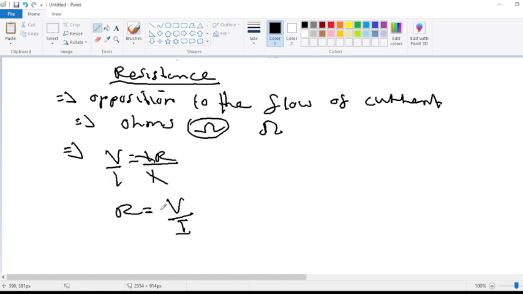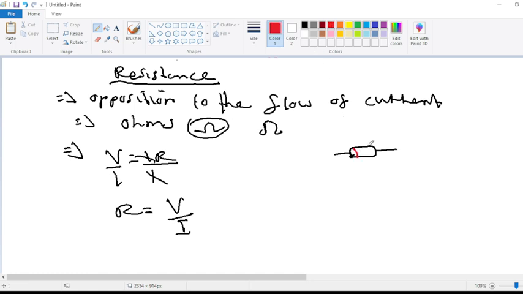Okay. So from the resistance here, the device which provides some resistance in the circuit is called a resistor. A device that provides some resistance in the circuit is what we call a resistor. And a resistor looks like this. Those who are going to choose to do engineering, these are the things you are going to be dealing with here.